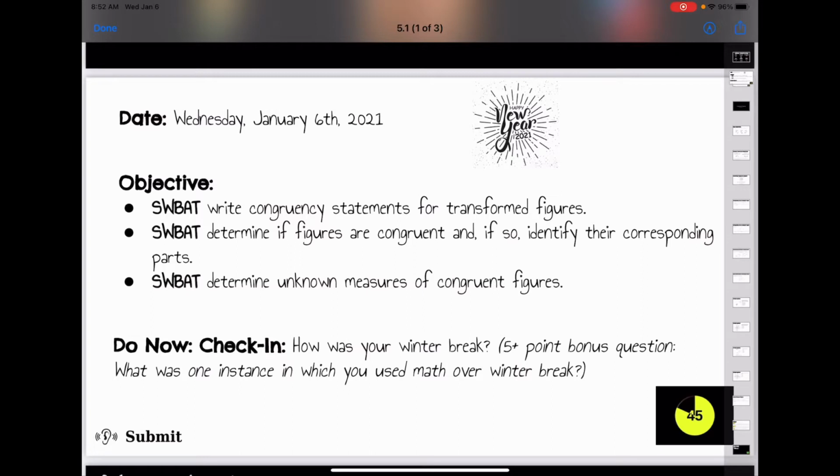Today's Do Now is just a check-in, asking how was your weekend? Or your winter break, rather. For 5 bonus points, whether that be on an assignment or an exam, please go ahead and, if you choose, answer the following bonus question. What was one instance in which you used math over winter break? Please go ahead and complete the Do Now for approximately 4 minutes now.